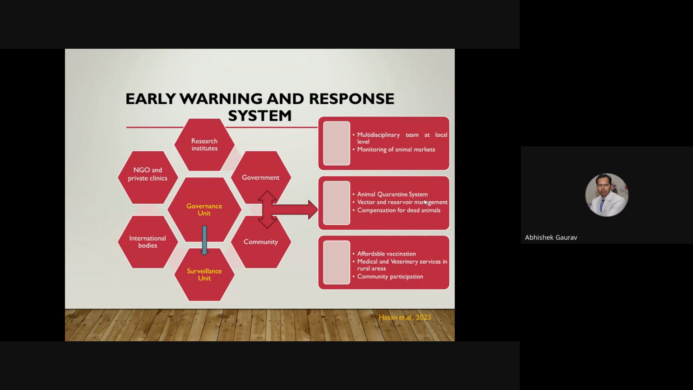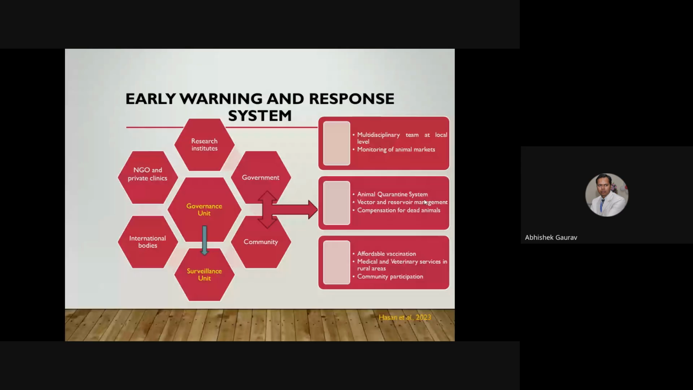Now, early warning system and response, we have to collaborate with the research institutes, private clinics and NGOs, international bodies like WHO, WOAH, UNEP, FAO, then the community and the government. What we have to do is make a multidisciplinary team at the local level. We have to monitor the animal markets, where the animals are sold, and why the person is selling the animals. Sometimes when there is a disease outbreak, the farmers sell their animals because they get very little compensation from the government. So they sell their diseased animals, and that leads to further spread of the disease in the entire population.